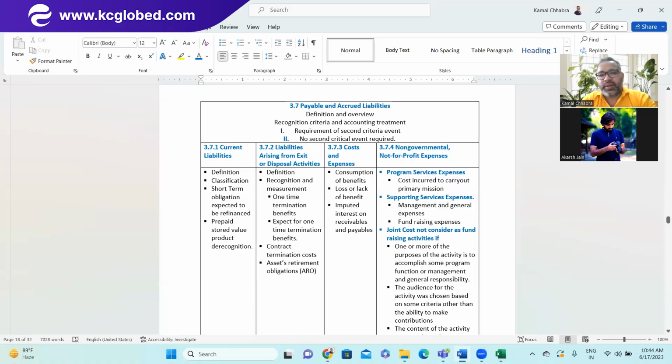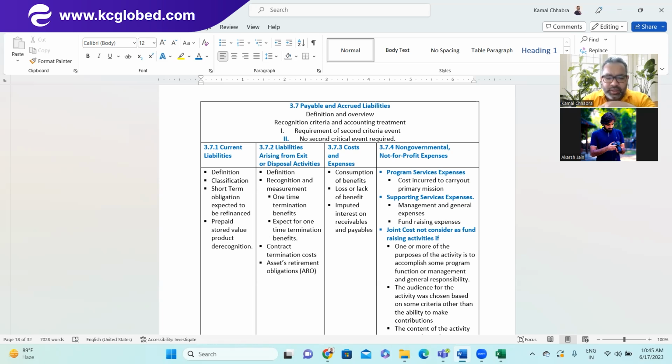In this 3.7 topic, payable and accrued liability, we'll be covering 5 things. First is, at a high level, the definition and overview. What is payable? What is accrued liability? What are the recognition criteria? What is the accounting treatment for the same? And then the requirement of a second criterion for certain events, and when no second critical event is required. So we'll be understanding that one by one.